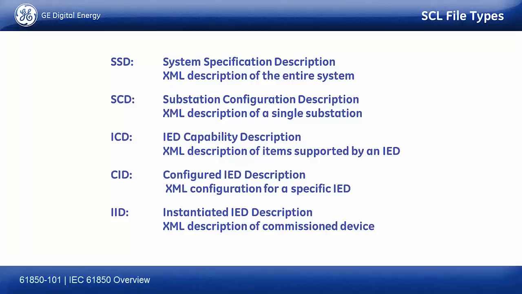Everything, right? The ICD, IED capability description, is the XML description of what items are supported by an IED. Theoretically, it's a generic file that says, because this is an F60 of this order code, this is what my 61850 capabilities are. The CID file is an output which goes back to a relay or the device. It's a configured IED description. It actually comes out of the SCD file. So this is my configuration related to 61850.